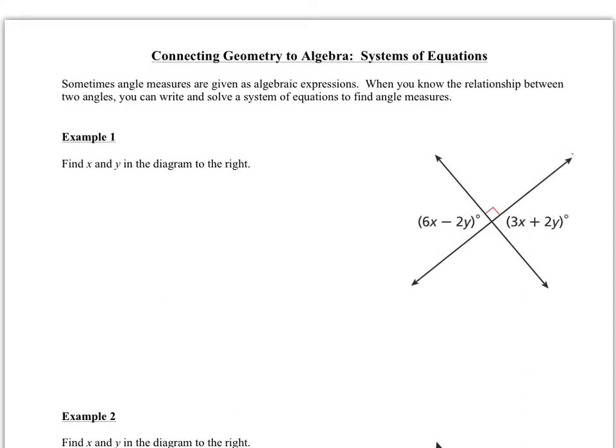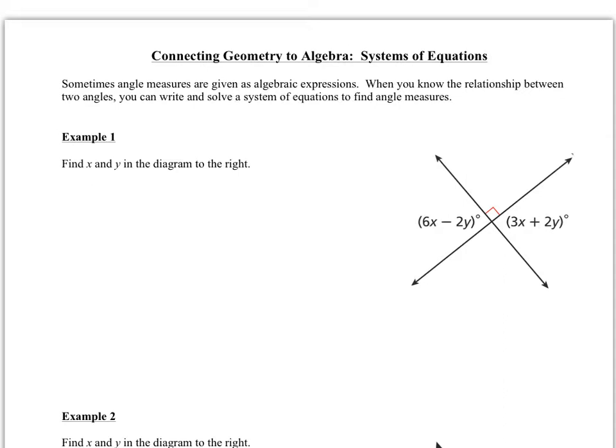But before we do that, I want you to take a look at this. We're connecting geometry to algebra. We're going to be using our knowledge of Algebra 1 to help us solve problems in geometry. The instructions say, sometimes angle measures are given as algebraic expressions. When you know the relationship between two angles, you can write and solve a system of equations to find angle measures. So let's take a look at the very first diagram.